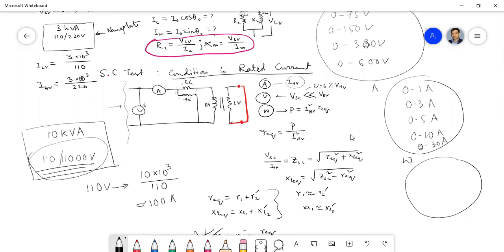Okay. So is that available in that range, in that list? No. And generally the kV ratings are still higher. In that case, much higher current is required. So the ammeters will not be available in that range. So that is one point for which we generally select the high voltage side, because if we take the high voltage side, then what should be the range of the ammeter?